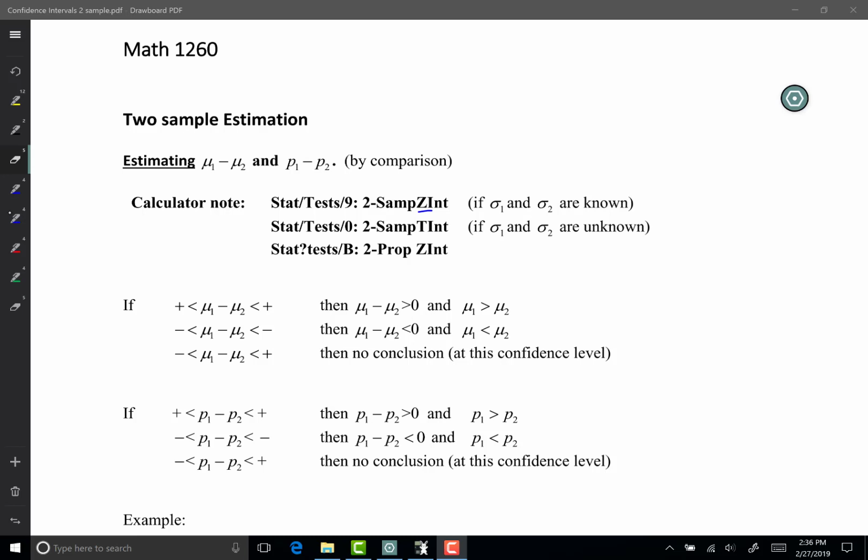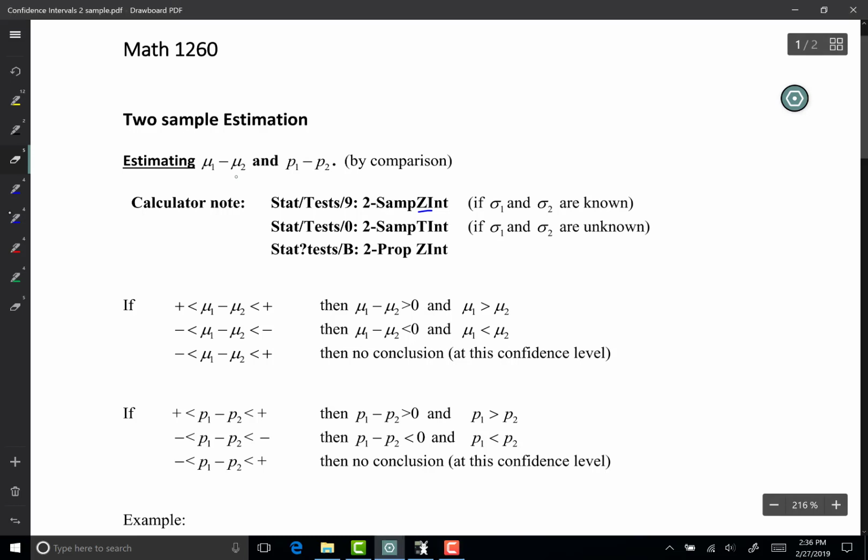Now we want to look at two sample estimation. When we're dealing with two samples, we're actually estimating the difference between the population means or the difference between the population proportions. Just like with one sample, we can have a situation where we don't know the population standard deviations, in which case we use the two sample z interval.